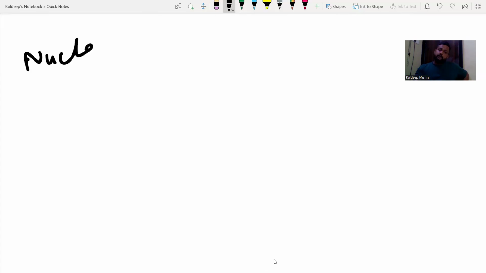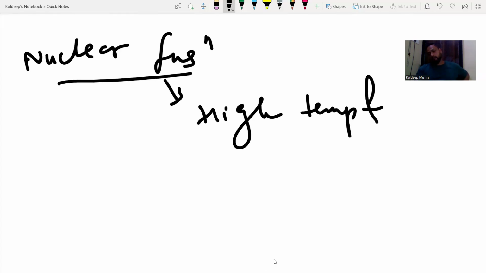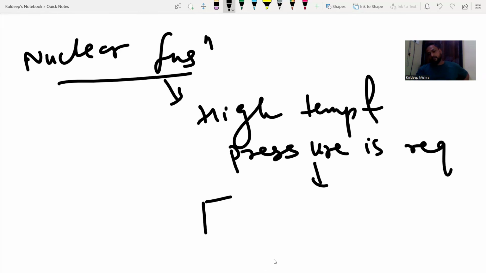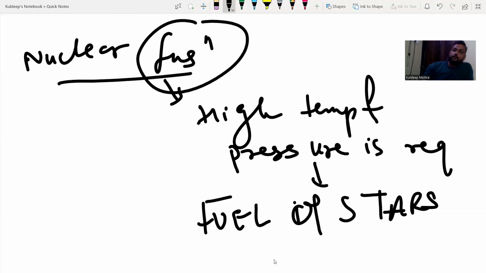But you remember that nuclear fusion, this is very important, requires very high temperature and also pressure. High temperature and pressure is required. So it is not possible on Earth. It is the fuel of stars. They ask this in MCQs. It is the fuel of stars. Okay. And it produces lots more energy than nuclear fission. No one has achieved nuclear fusion on Earth. I think you can do it.